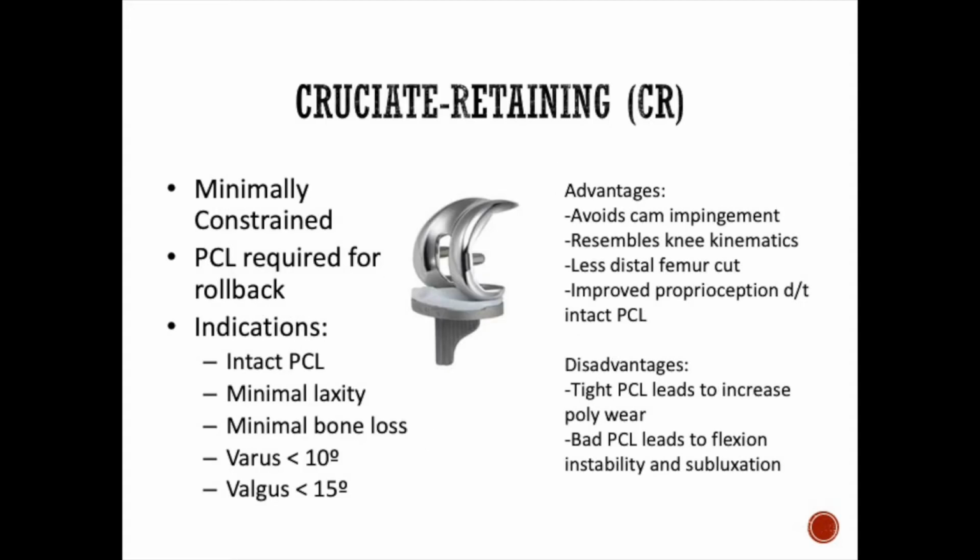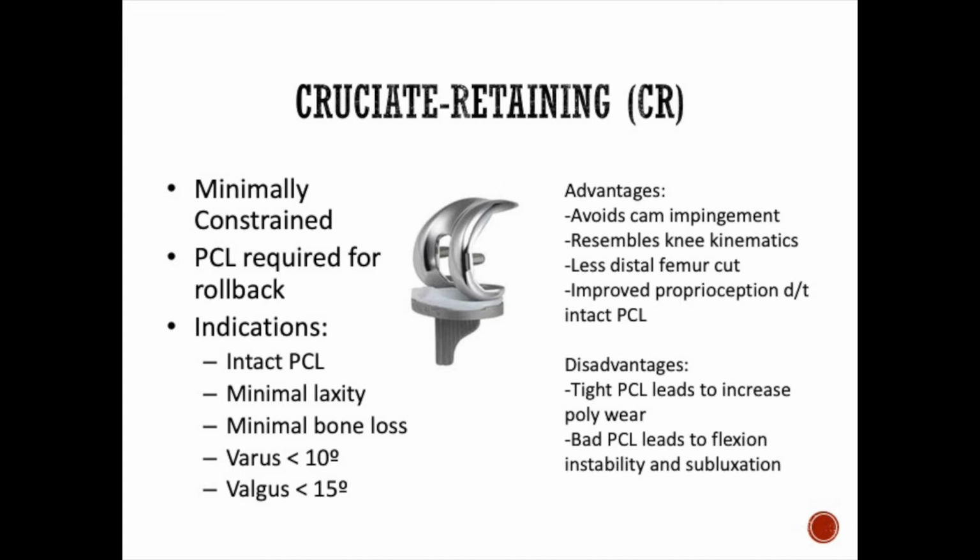So now we get to those specific components. So cruciate retaining is the least constrained prosthesis. What that means is we retain the posterior cruciate ligament. The anterior cruciate ligament unfortunately does always have to come out with these in order to fit these implants. But what this does is it preserves the native posterior cruciate ligament. It's minimally constrained. Again, it allows for that femoral rollback to improve flexion range of motion and knee mechanics.